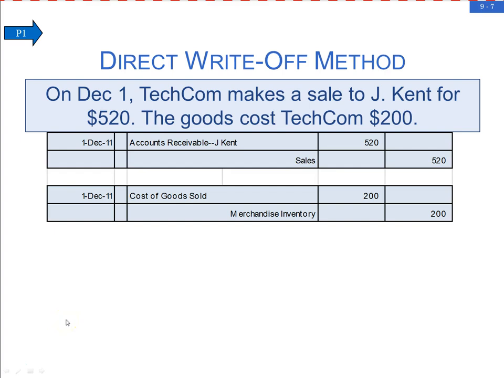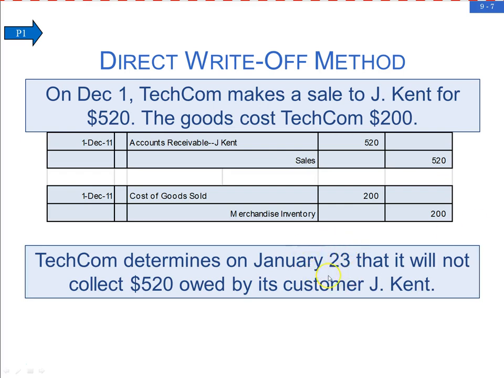Now, let's fast forward a little bit into the next year and actually stop and think if we were to publish our financial statements, what we would be showing is that we had revenue of $520 and the expense that's related to that is just the cost of goods sold, but nothing related to bad debt expense.